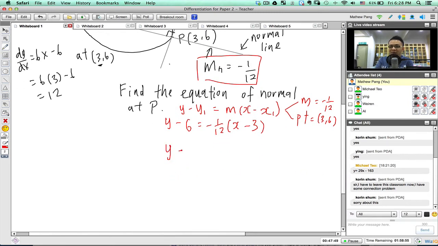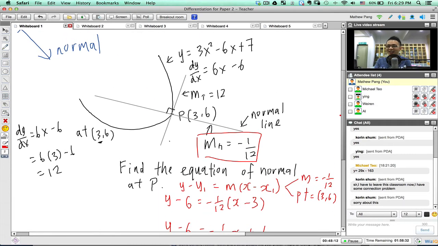So y minus 6 will equal negative 1 over 12 x minus 3, simplified is plus 1 over 4. So y basically will equal negative 1 over 12 x, move, plus 6 is plus 25 over 4. Done. This one will be my equation of normal. Alright, so far so good.